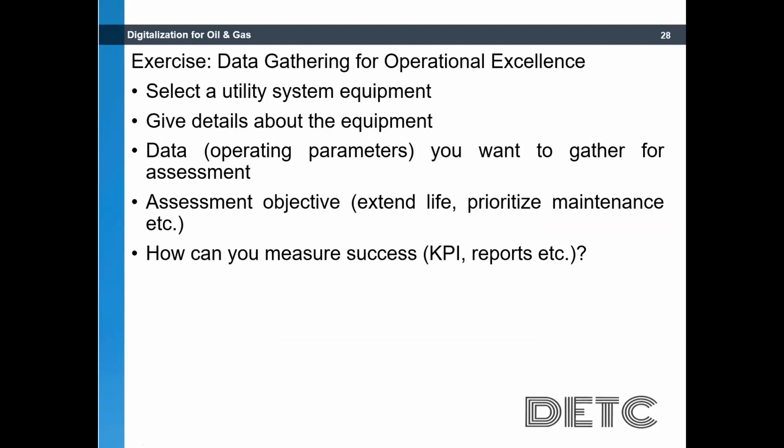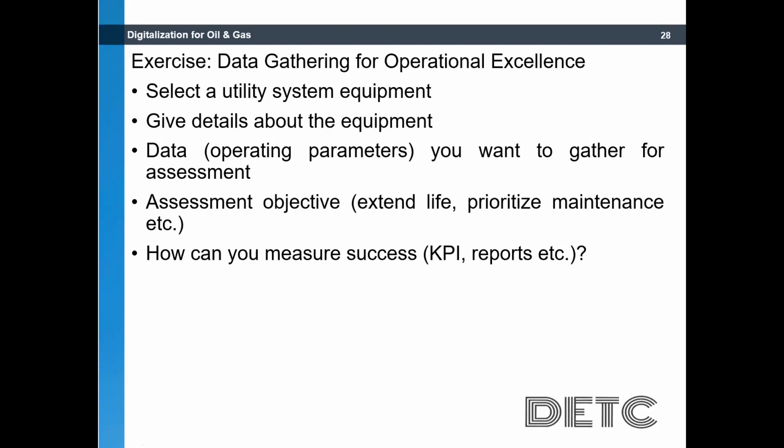This is an exercise that you can carry. You can select system equipment that you are using every day, depending on your department that you're working with. And you can give details about the equipment and the data, the parameters that you want to gather and access to check the health of your equipment.